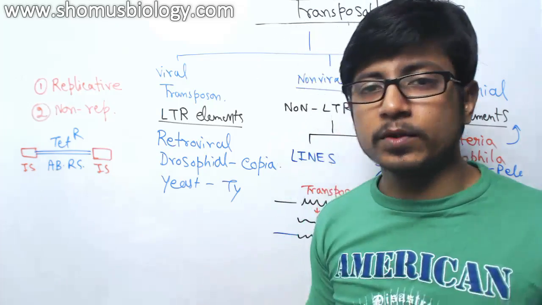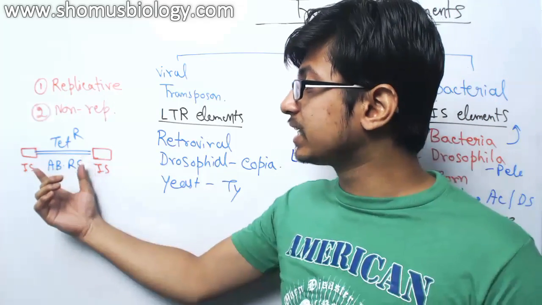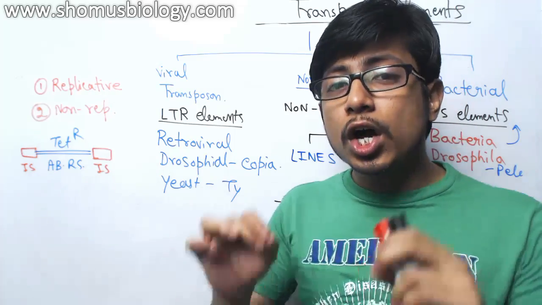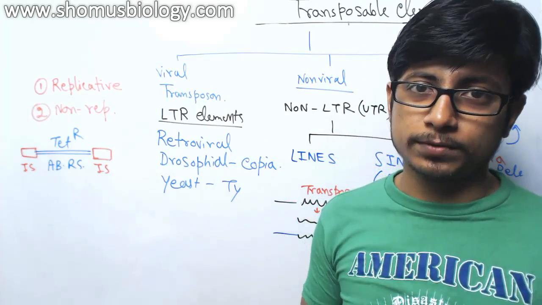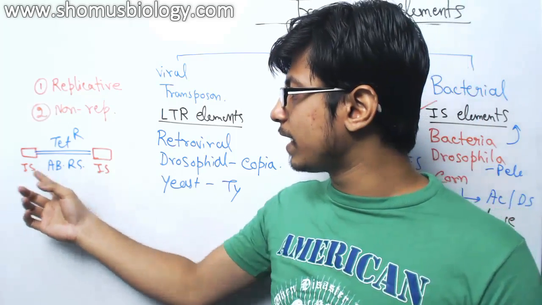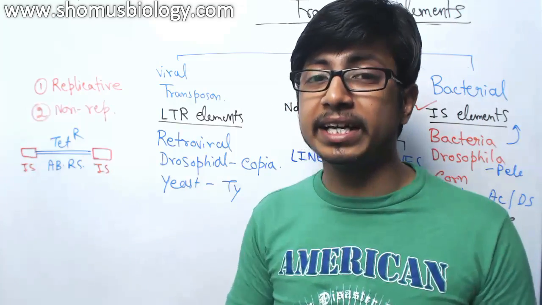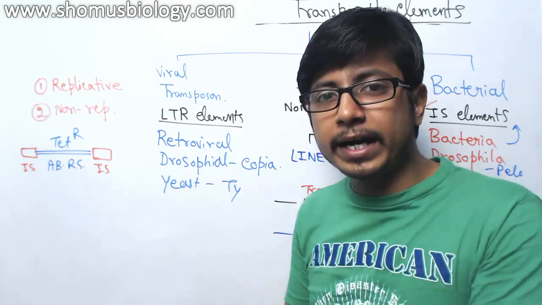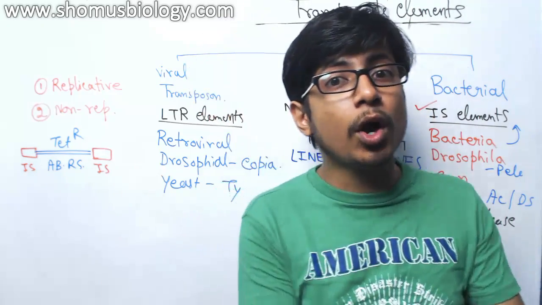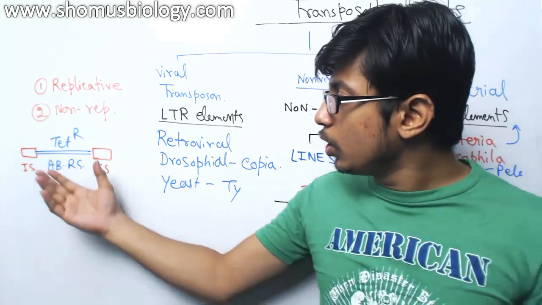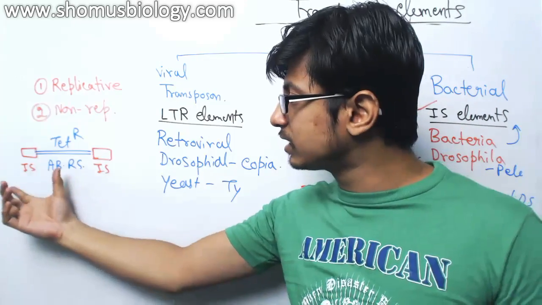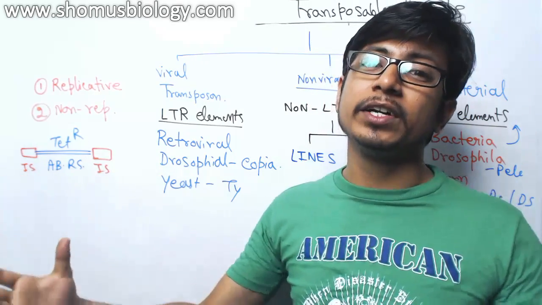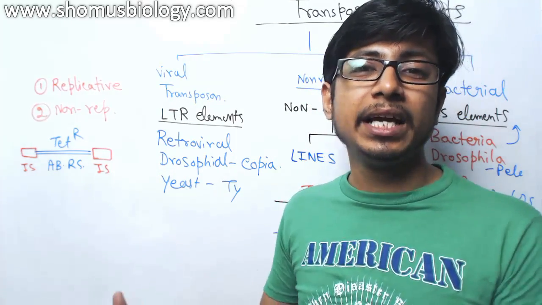Now this type of transposable element, which contains extra genes apart from the transposase gene, is known as a composite transposon, because these transposons are flanked by IS elements and also contain extra genes. While there is another variety known as non-composite transposons, which also carry extra genes, but the terminal part is not an IS element. The terminal part is an inverted terminal repeat, or ITR.